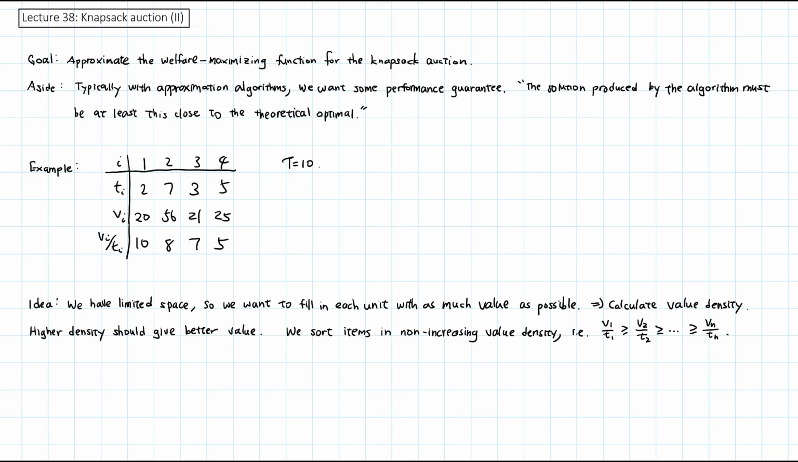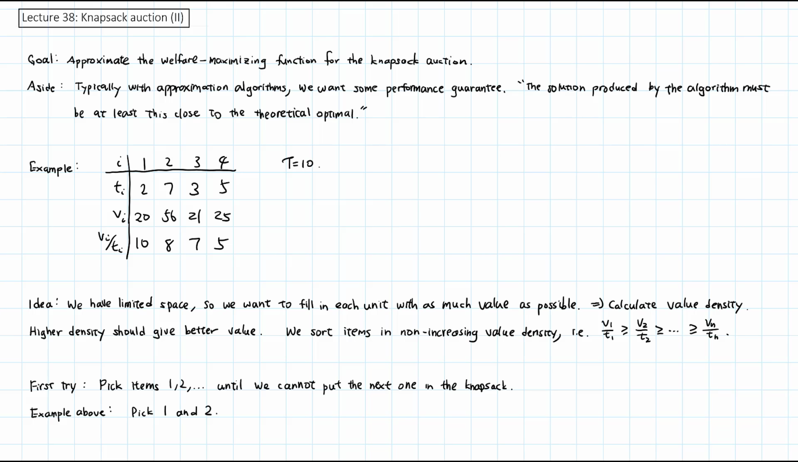So a natural idea is then, we pick as many items with high value density as possible. As our first try, we pick items 1, 2, etc. until we cannot put the next one into the knapsack. In our example, we can pick items 1 and 2. They have a combined size of 9, which fits into our knapsack of size 10. Then we have no room for item 3. So our total value here is 76.